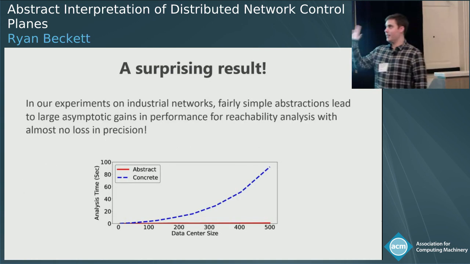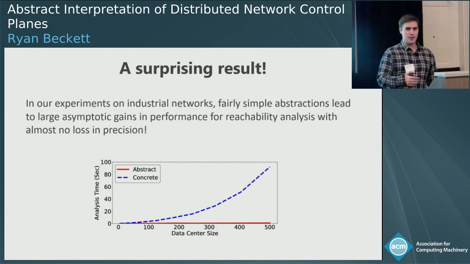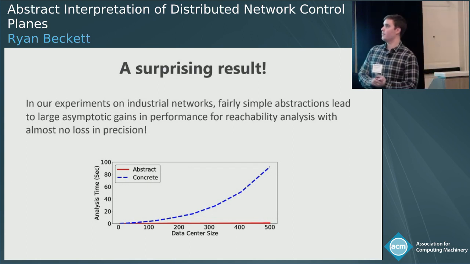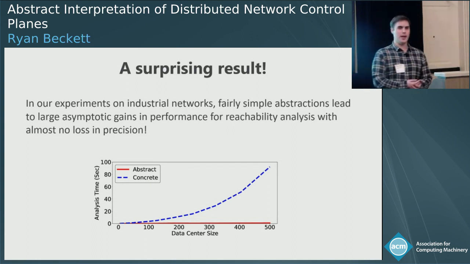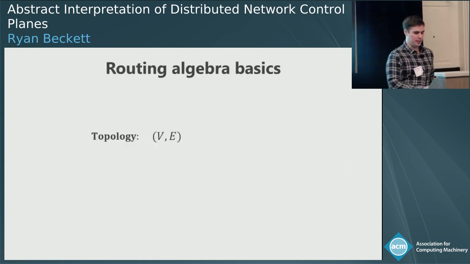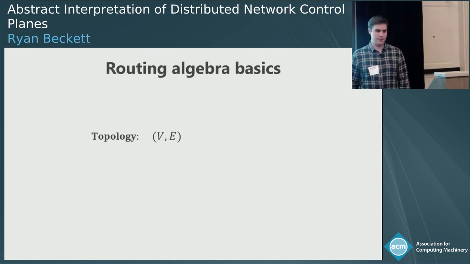Perhaps the biggest surprising result that we had was that in our experiments on these industrial networks, fairly simple abstractions, like really, really simple, led to very large asymptotic improvements in performance for reachability analysis with almost no loss in precision. So it's a very good use case for abstract interpretation. Okay, so let me give a little bit of background on these routing algebras.